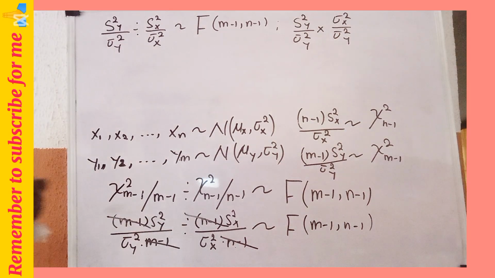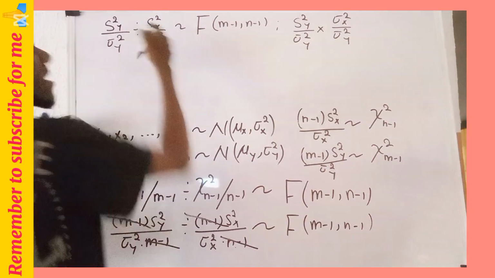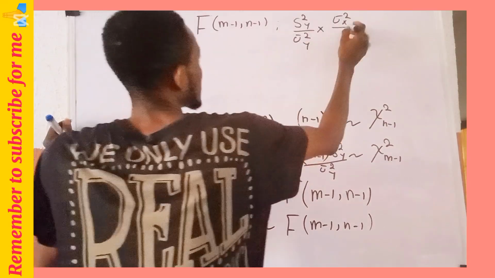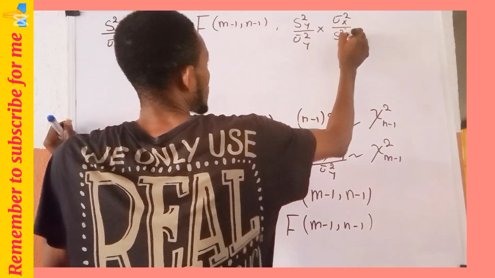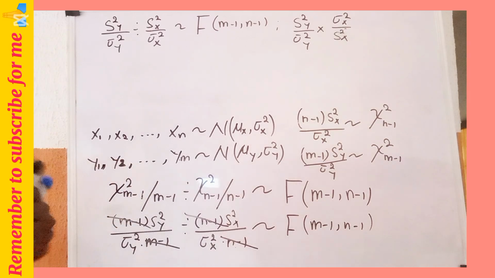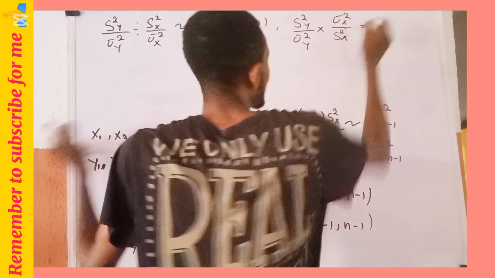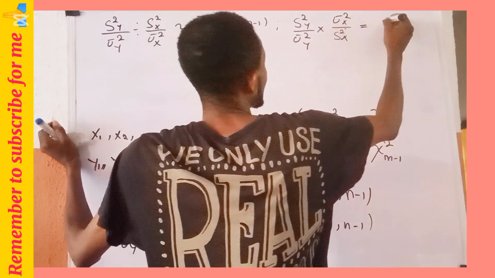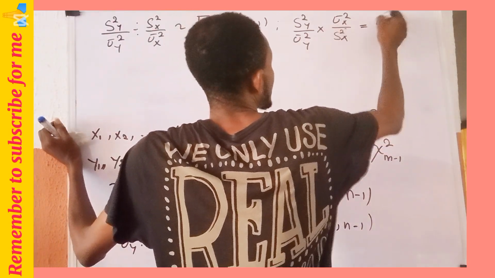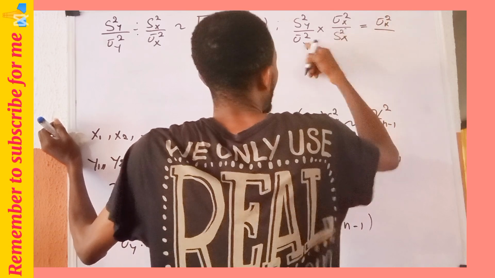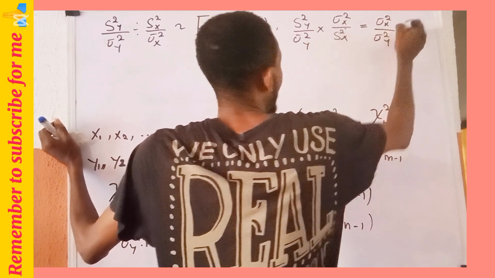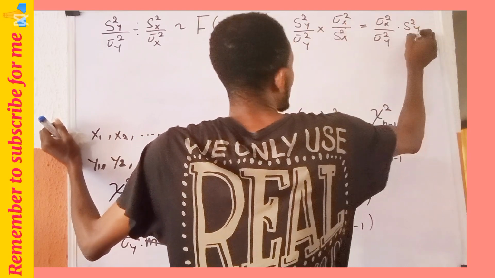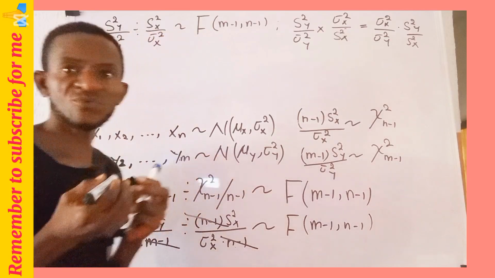Now, I want to make it this way: sigma squared of x, which is what I have here, and S squared of x. Which of course can still be written like this. It implies that this thing becomes sigma squared of x all over sigma squared of y, multiplied by S squared of y all over S squared of x. That becomes what I have.